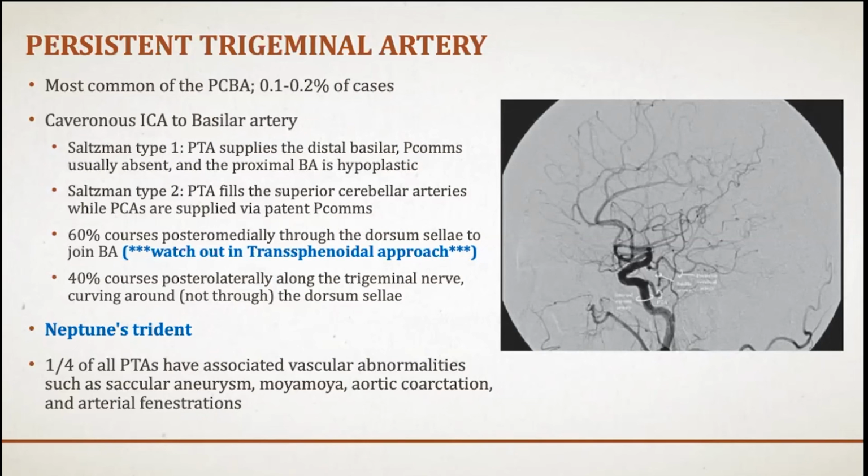So it's important to know if the patient has a persistent trigeminal artery when you're doing transsphenoidals, because 2/3 of the time almost these can go through the sella, and you can encounter them if you're taking out a pituitary tumor through the nose. It's referred to as Neptune's trident because it looks like a trident, and you have a large persistent trigeminal artery.